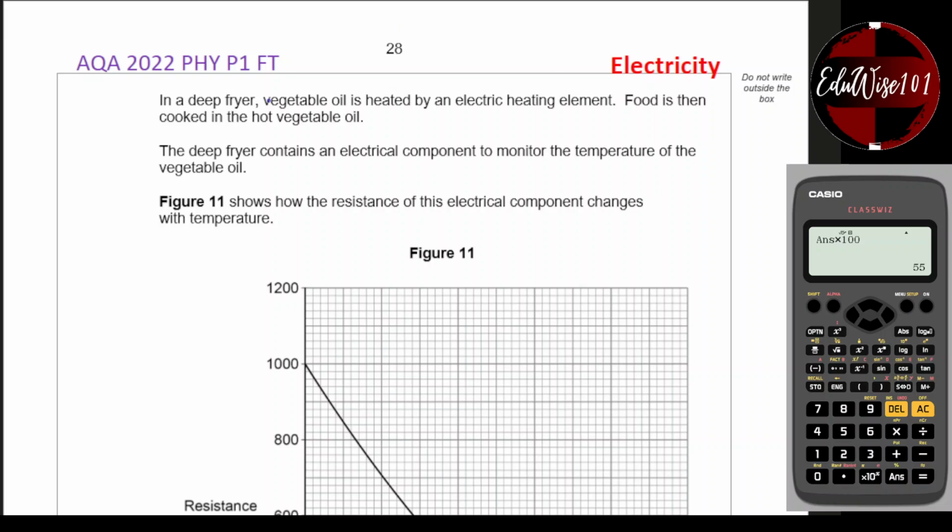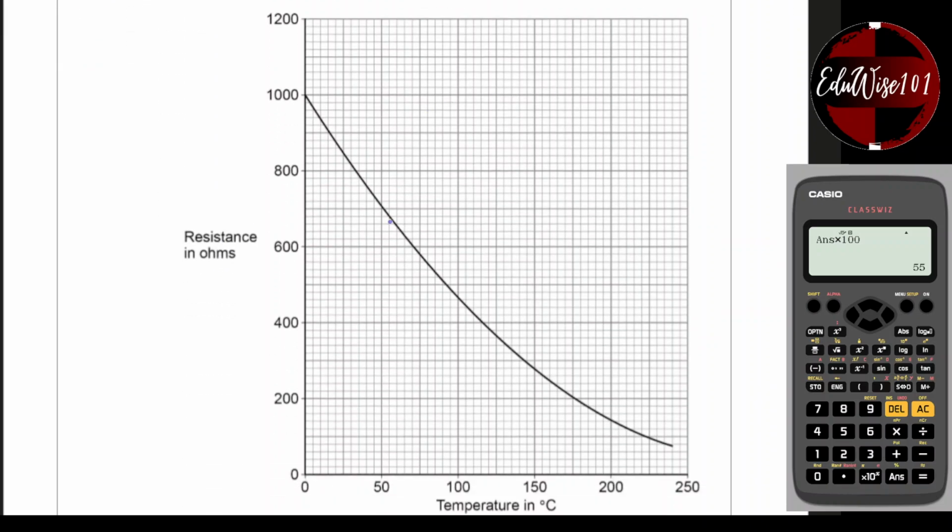In a deep fryer, vegetable oil is heated by an electric heating element. Food is then cooked in the hot vegetable oil. The deep fryer contains an electrical component to monitor the temperature of the vegetable oil. Figure 11 shows how the resistance of this electrical component changes with temperature. So at 0 degrees, the resistance is 1000 ohms. As the temperature increases, the resistance is steadily going down according to the graph.